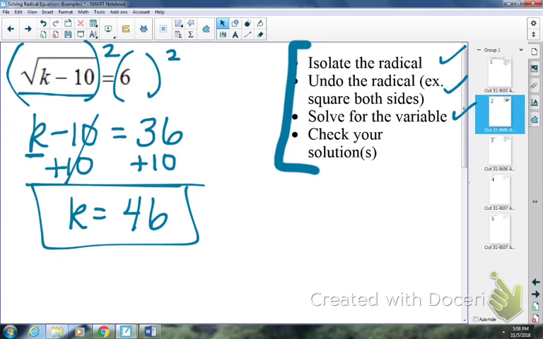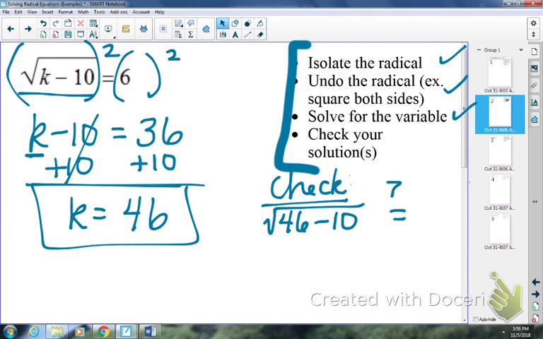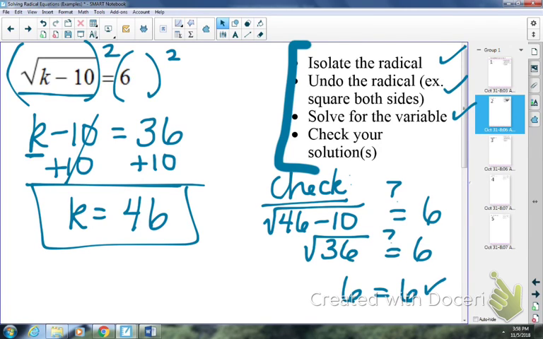The only thing left we have to do is to check to make sure our answer makes sense. So again, when we check it, wherever we have our variable in the original equation, we're going to substitute in what we got for the solution. So we're going to have the square root of 46 minus 10, again, does that equal 6? So 46 minus 10 is 36, and you guys should know that the square root of 36 is 6. So this one checks out.